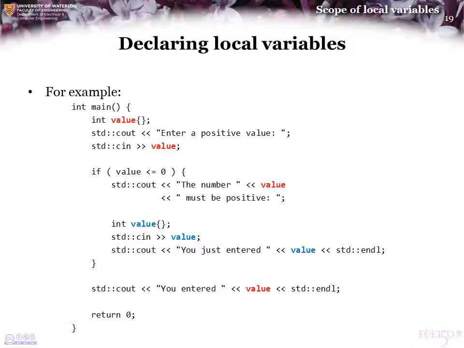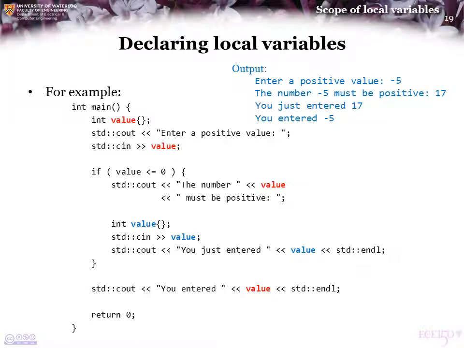So if we were to take this program and run it, enter a positive value. Suppose the user enters -5. We tell the user -5 must be positive. Suppose the user obliges and gives us the value 17. Great. We now print, you just entered 17. However, the second print statement at the bottom now once again says you entered -5.